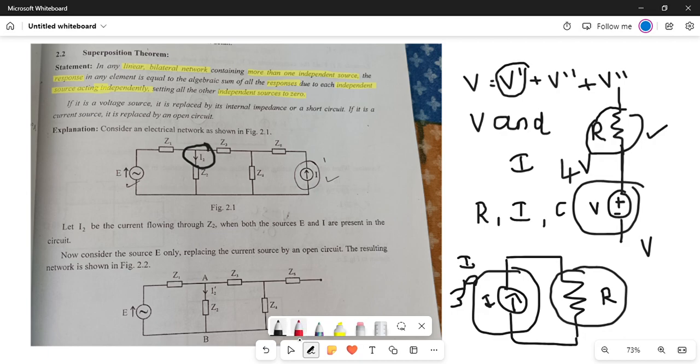So this I2 is flowing through Z2, and both the sources E and I are present in the circuit. We have E here. What is E? Voltage. So this is RMS, right? And here it is I. Okay? So now consider the source E only, replacing the current source by an open circuit. Okay, so now we are considering that the source E is acting alone.